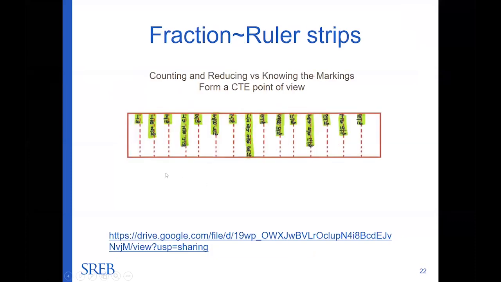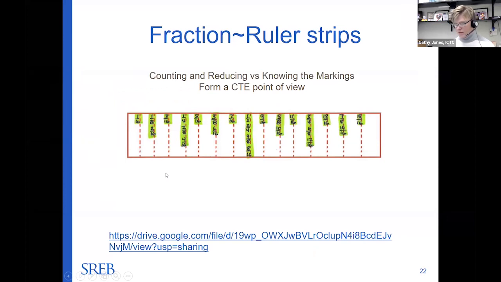My next thing that I want to show you is fraction ruler strips. This is something that I believe I've come up with on my own. What you would do is have the students start off with a very long piece of paper, like 11 by 17. Actually, I need to backtrack for a second. Why this is so important.